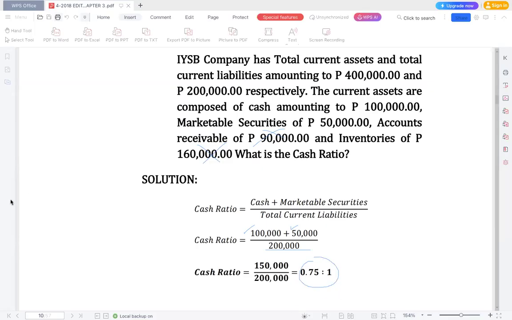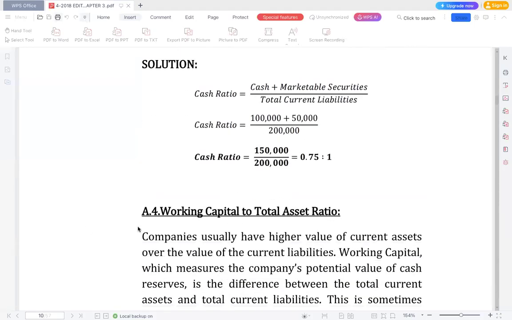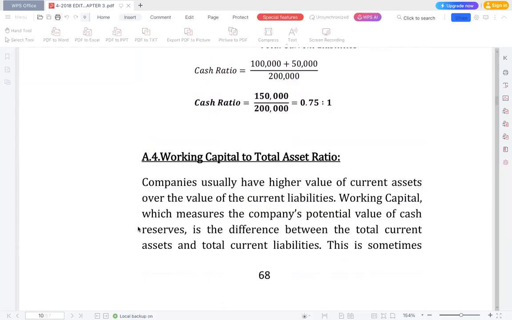It is a stricter test compared to the acid test ratio, because it only considers the so-called cash and cash equivalents as well as marketable securities.